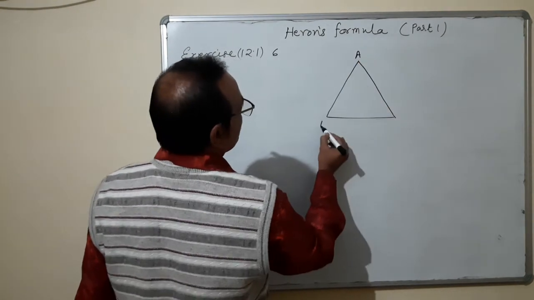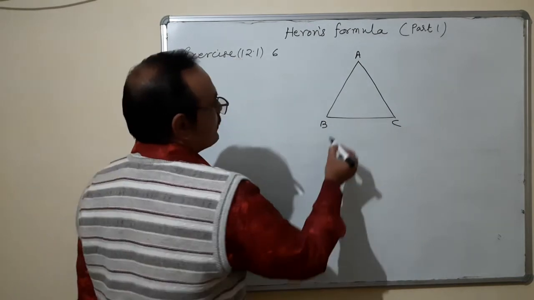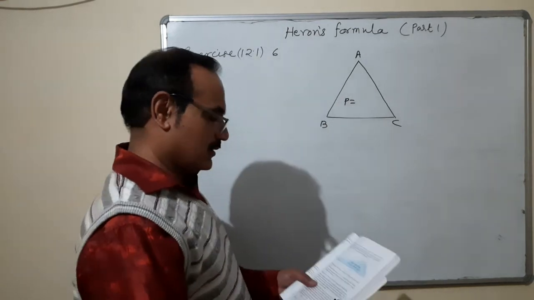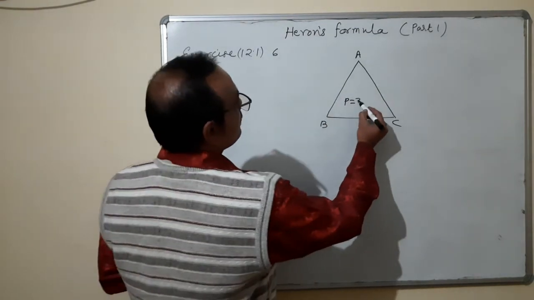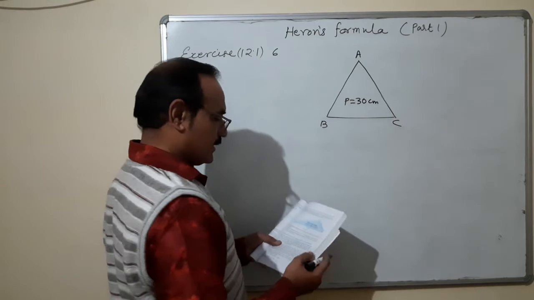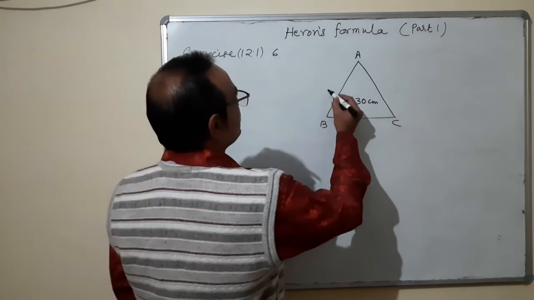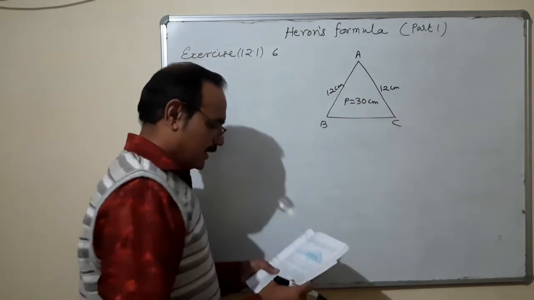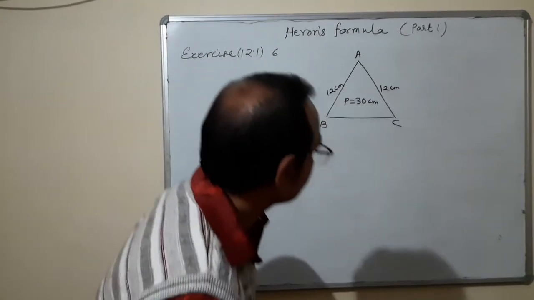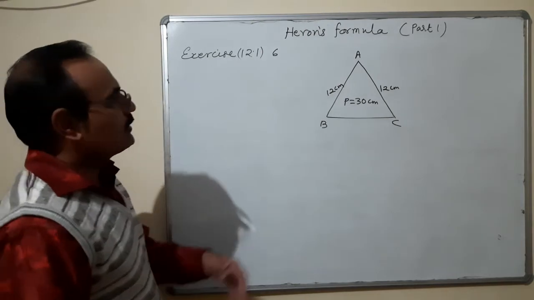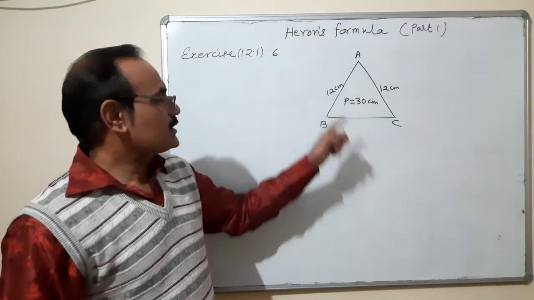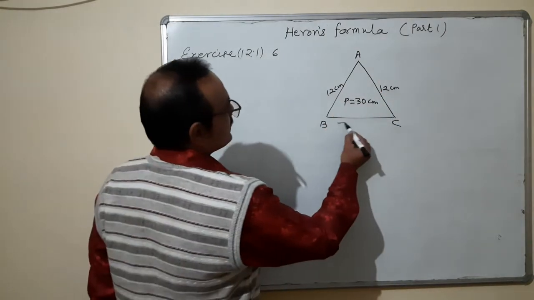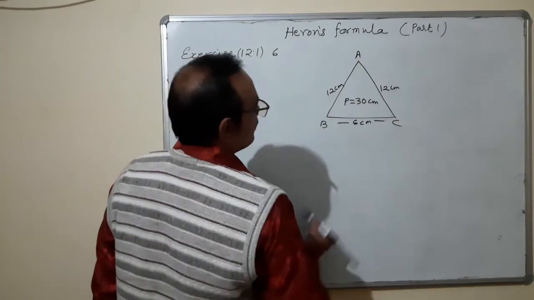Triangle ABC. The perimeter is given, the perimeter is 30 centimeter and each equal side is 12 centimeter. Okay, and we are going to find the area of the triangle. It's a simple question; we have already solved these types of questions. 12 plus 12 is 24, 30 minus 24 is 6. So the third side is 6 centimeter.